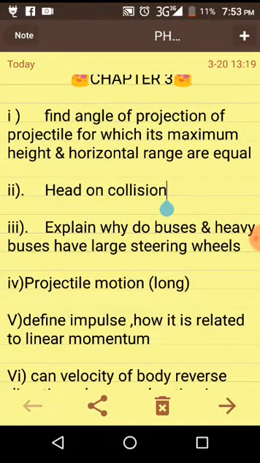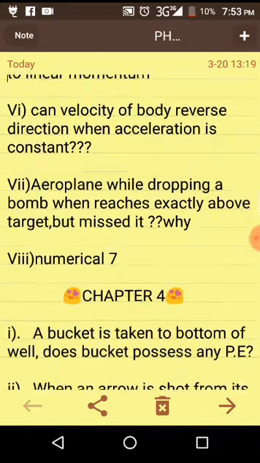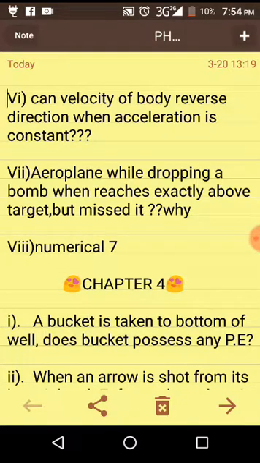Question number 1. Find angle of projection of projectile for which its maximum height and horizontal range are equal. Question number 2. Head-on collision. Number 3. Explain why do buses and heavy buses have large steering wheels. Number 4. Projectile motion. It is a long question. Number 5. Define impulse. How it is related to linear momentum. Number 6. Can velocity of body reverse direction when acceleration is constant? Number 7. Aeroplane while dropping a bomb when reaches exactly above target but missed it. Why? Number 8. Numerical number 8.